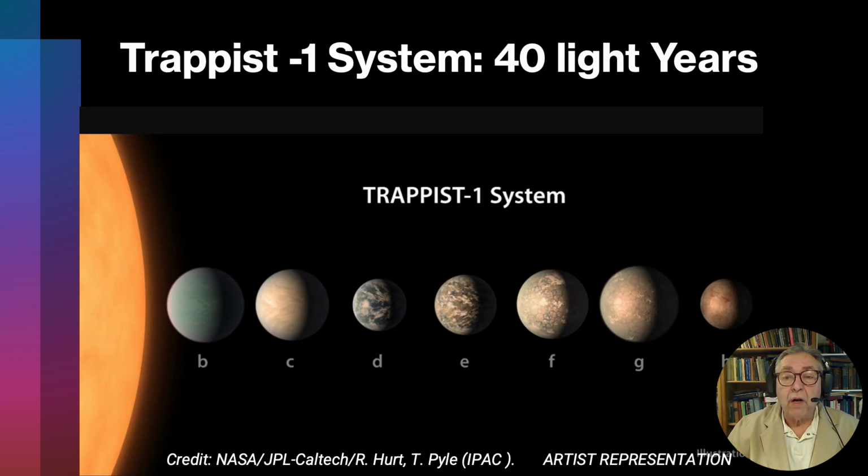TRAPPIST-1 is a dwarf star that lies 41 light years away and hosts 7 Earth-like planets orbiting it with a period of from 1.5 to 20 days. These rocky planets have been studied by Dr. Nestor Espinosa of the Space Science Institute at Johns Hopkins University.